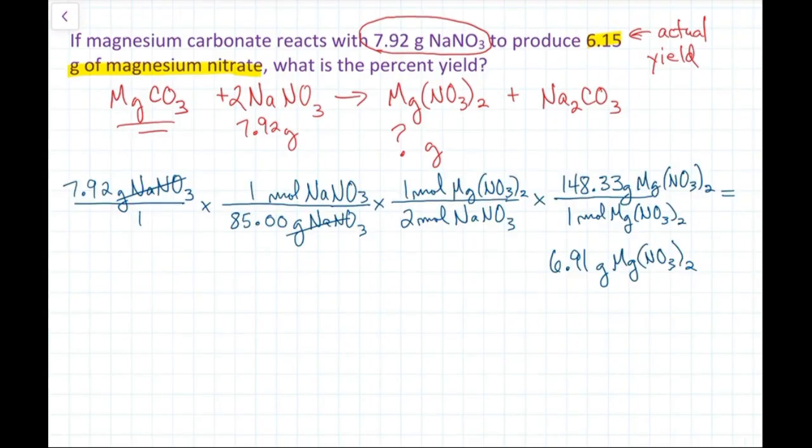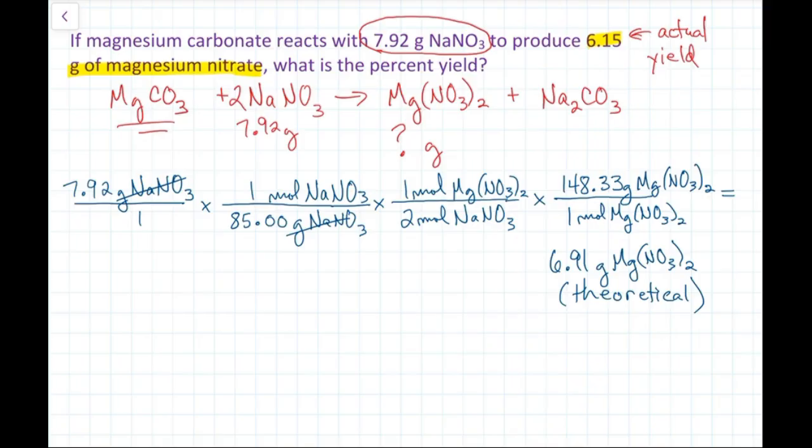Okay, so there you can see my gram to gram conversion from 7.92 grams of NaNO3, which was given to me in the problem, to 6.91 grams of magnesium nitrate. This is my theoretical yield. That means if all goes well, that's how much I should make in the lab if I'm doing this experiment.